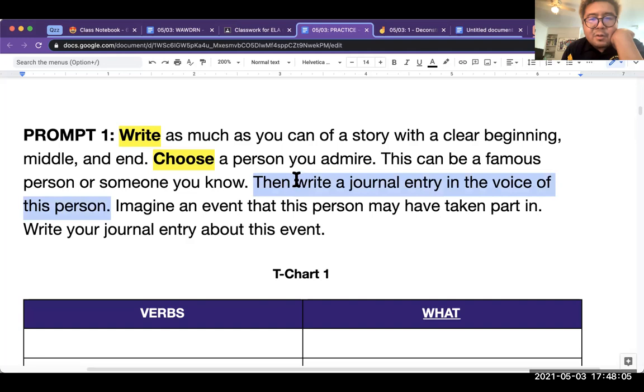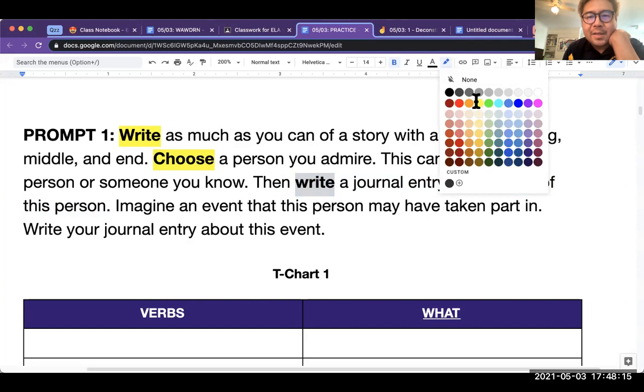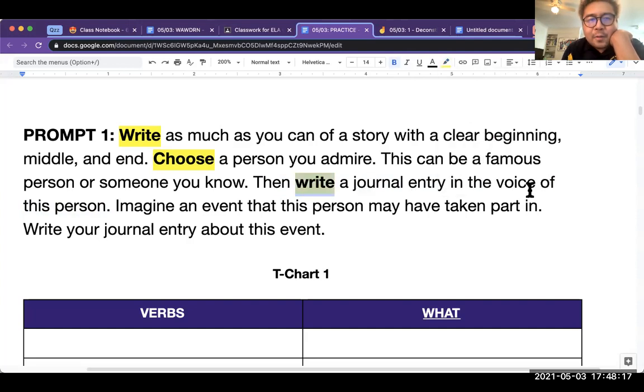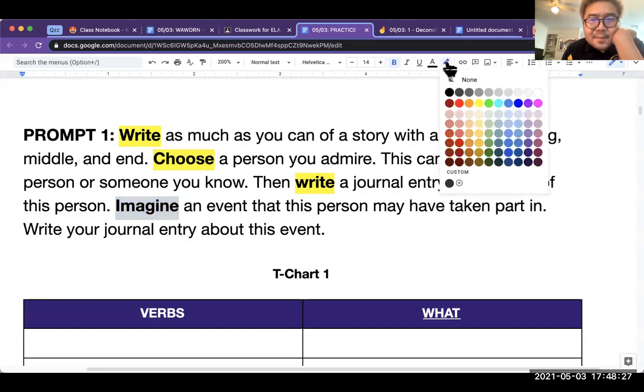Then write a journal entry in the voice of this person. What is the verb that we see? It's the second word right there: write. It's telling me to write. This part of the prompt is telling me to write a journal entry in the voice of this person. And then the next sentence right there. Do you guys notice a pattern? A lot of these verbs, a lot of these action words, are at the beginning of sentences.